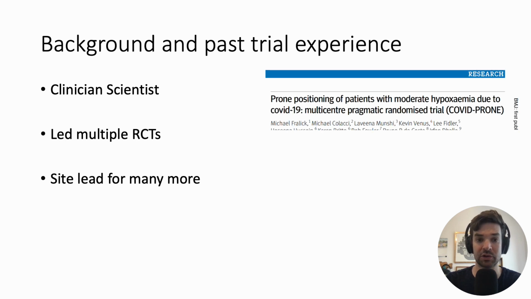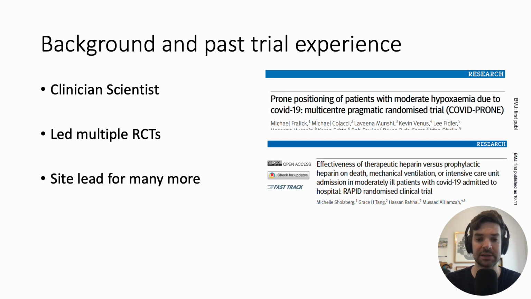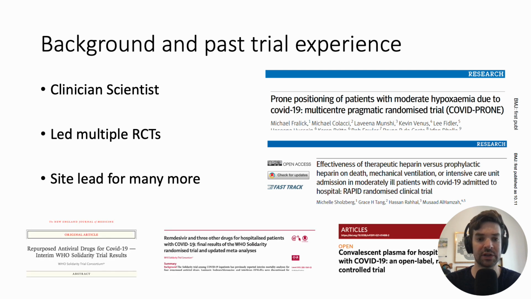The first trial that I co-led was looking at prone positioning for patients with COVID-19. I was on the steering committee for this trial looking at full dose anticoagulation for COVID. And I've also been a site lead for multiple other trials that have come to completion.